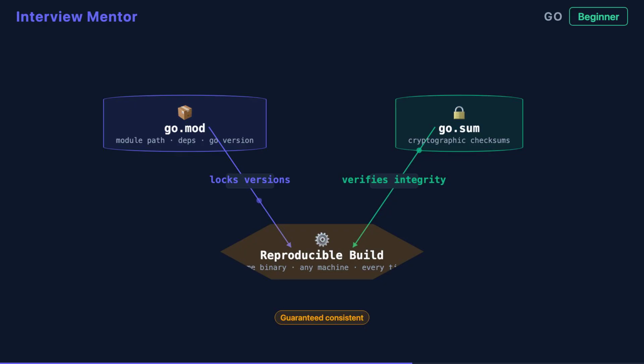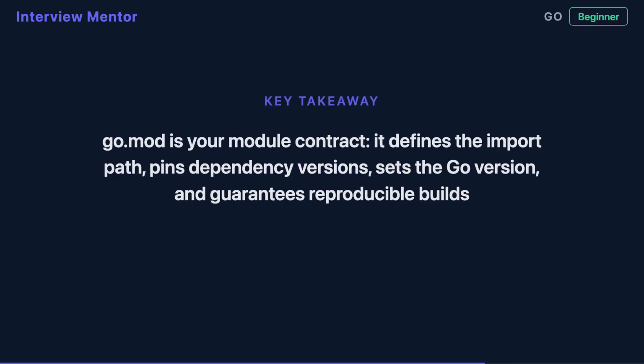That's critical for teams. Alongside go.mod sits go.sum, a companion file that stores cryptographic checksums for every downloaded package, allowing Go to verify nothing was tampered with. In short, go.mod is your module's contract. It defines your import path, pins dependency versions, sets the Go version, and guarantees reproducible builds.